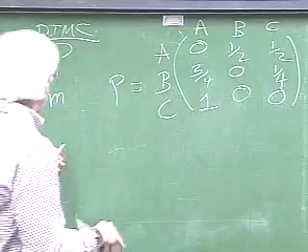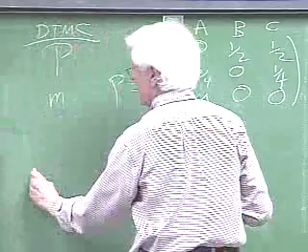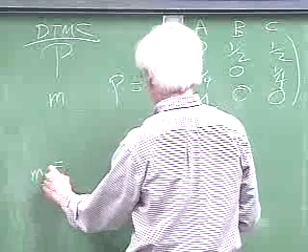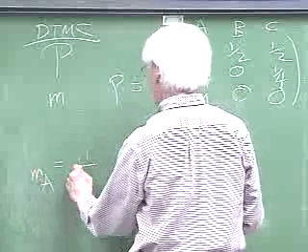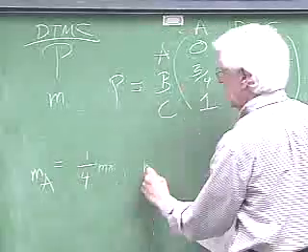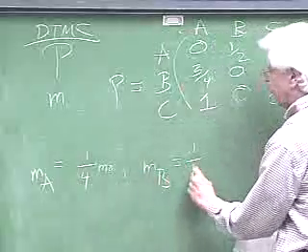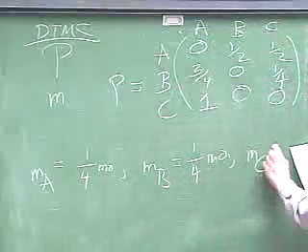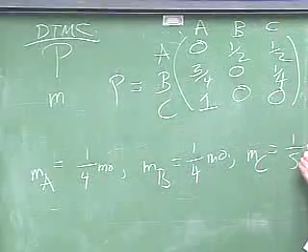Now you're told that the mean time that you spend in each state is a random time, exponential. In Atlanta, the mean is 1/4 month. The mean time in Boston is 1/4 month. And the mean time in Chicago is 1/5 month.